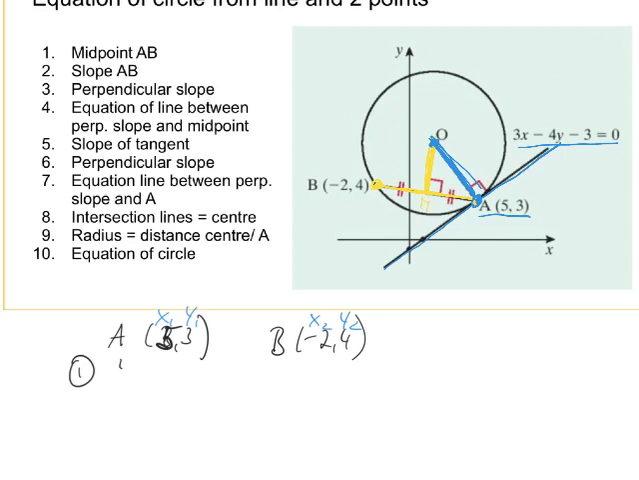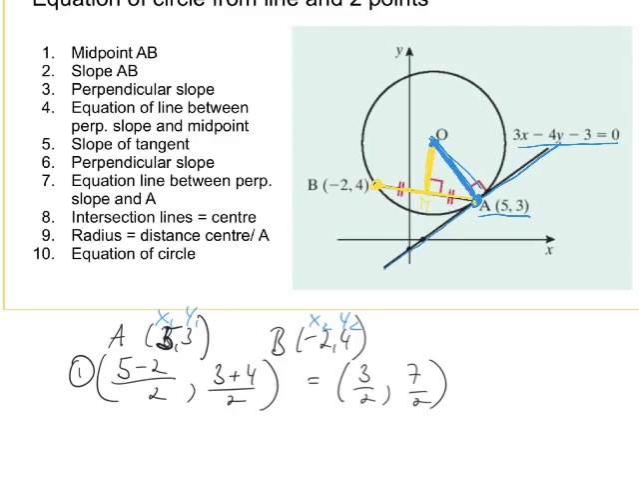So the x values, 5 minus 2 over 2, and then 3 plus 4 over 2. That gives me a midpoint of 5 minus 2 is 3, so 3 over 2, and 7 over 2. So that is this midpoint here.